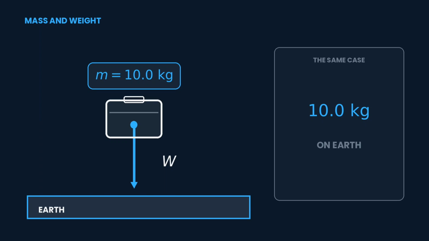This equipment case has a mass of 10.0 kilograms on Earth. Take it to the moon, what changes? Its mass, its weight, both, or neither? Everyday English often uses mass and weight as if they mean the same thing. In physics, they describe different quantities.